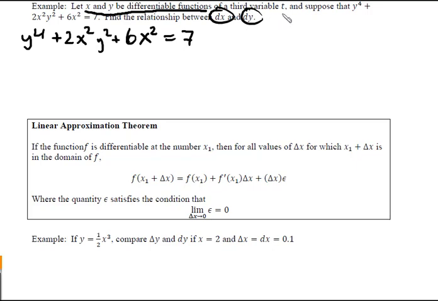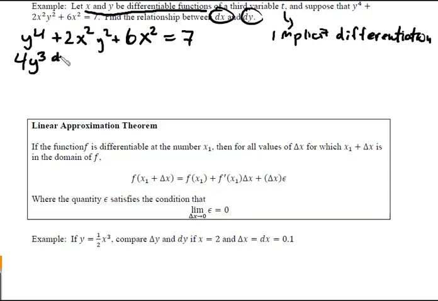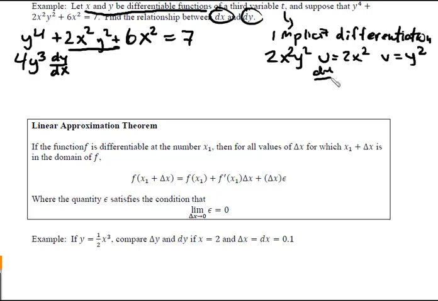Alright, so that means that we're going to need to use implicit differentiation. Alright, so if we find the derivative of this y to the fourth, that's 4y to the third dy dx. Now we need to find the derivative of this 2x squared y squared, and we need to use the product rule. So u is going to be 2x squared and v is going to be y squared. So du dx is actually going to be 4x. Alright, and then dv dx is going to be actually 2y dy dx.